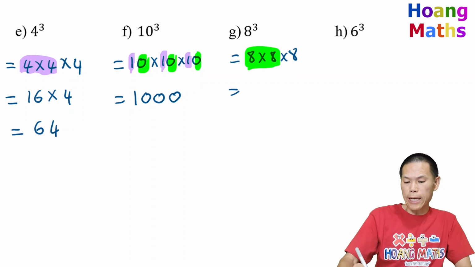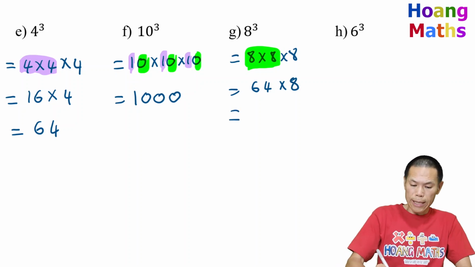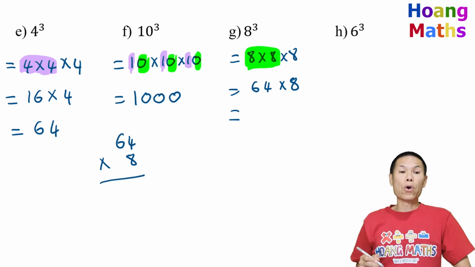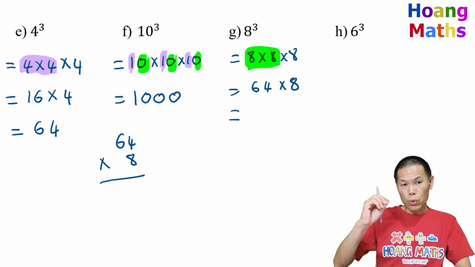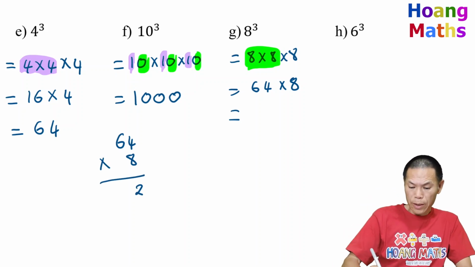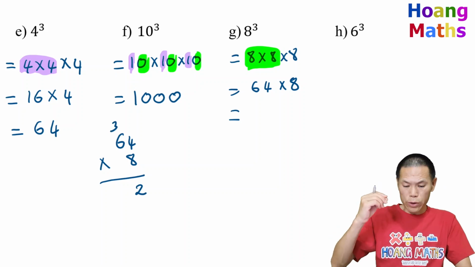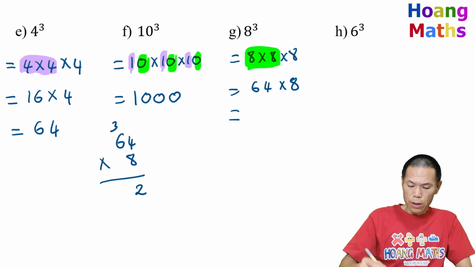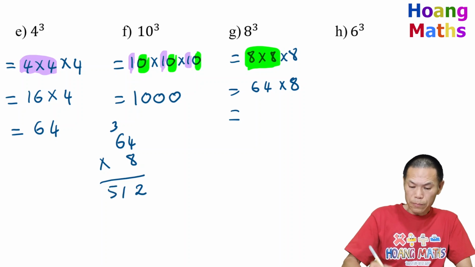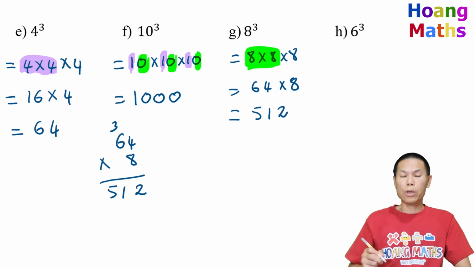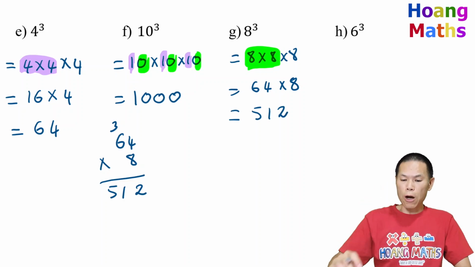So let me just write this down. 64, and we times 8. So just work it down here. 64 times 8. 4 times 8 is 32. We just write 2 down, carry 3. 8 times 6 will give me 48. We add 3 will give me 51. So the answer is 512. So there you go.